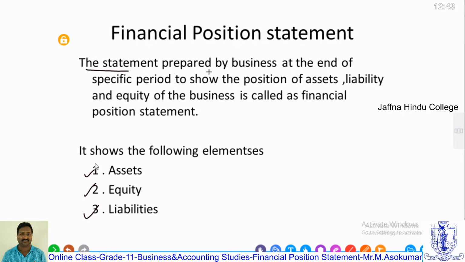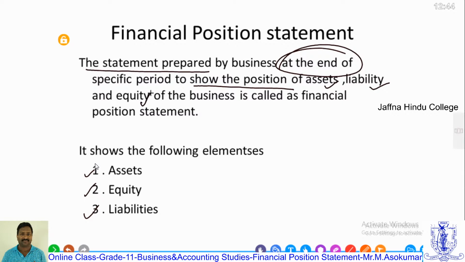The statement is prepared by the business at the end of the specific period. The end of the specific period means, considering a period, the last day of it. On this date, it shows the position of the assets, liabilities, and equity of the business.